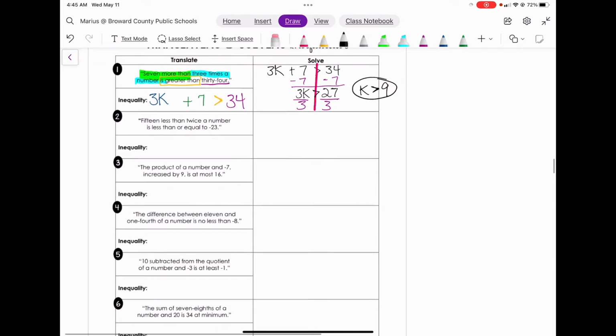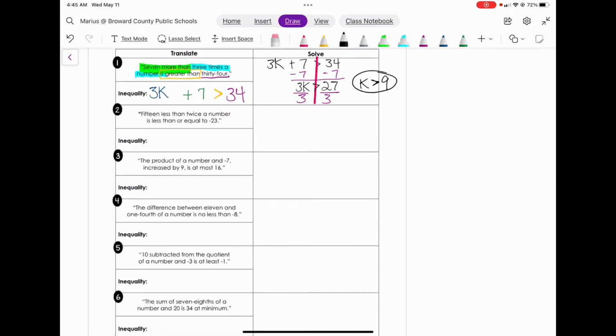All right. Now let's take a look at this next one. 15 less than twice a number is less than or equal to negative 23. Now, a lot of people make a mistake with reading 15 less than. When you read that, that's not 15 minus, that means negative 15. So I'm going to write it that way, negative 15.